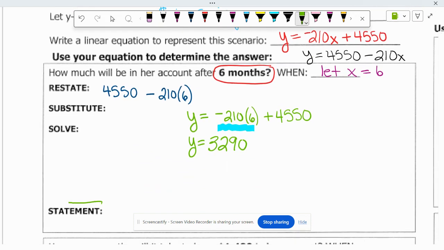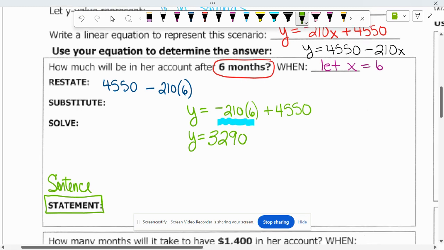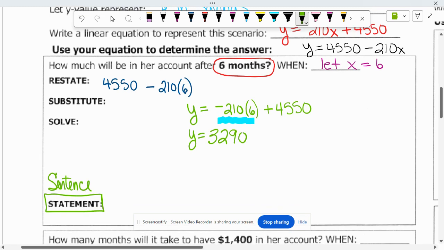This word down here, it says I need a statement. What is that asking me for? Well, if you have a word problem or a sentence problem, you need to give a sentence answer. So the question is, how much will be in her account after 6 months? The answer is what, Kareem? It's got to be a statement. It can't just be like a number. We have to put a sentence together.